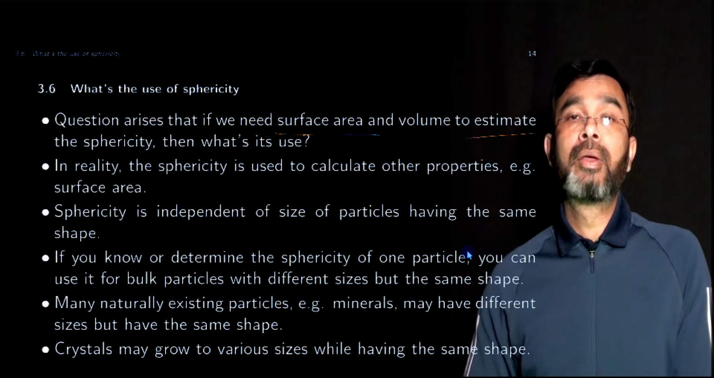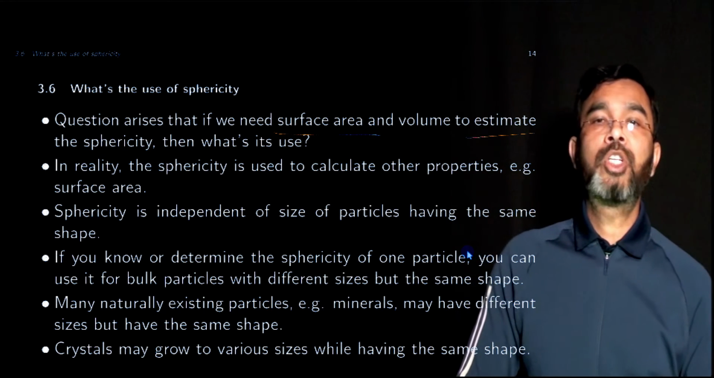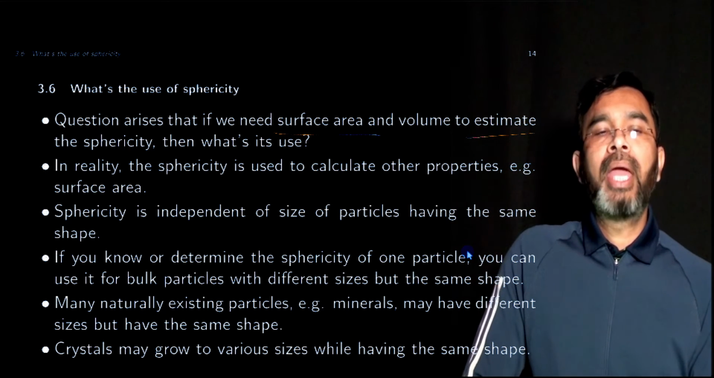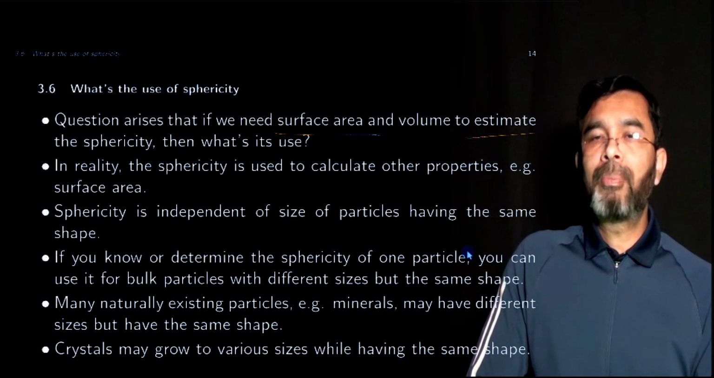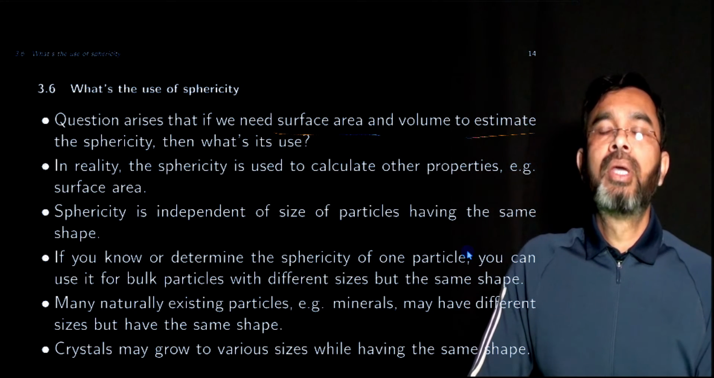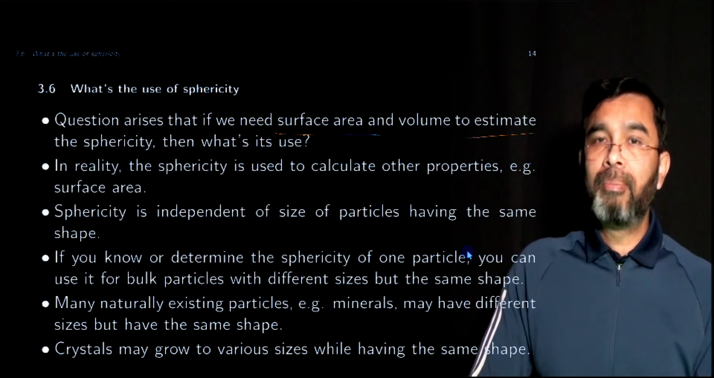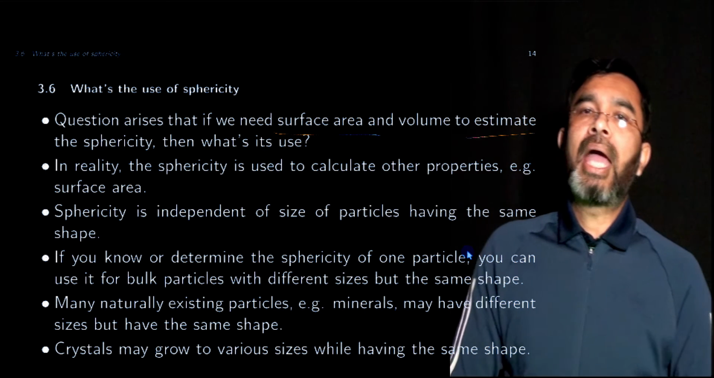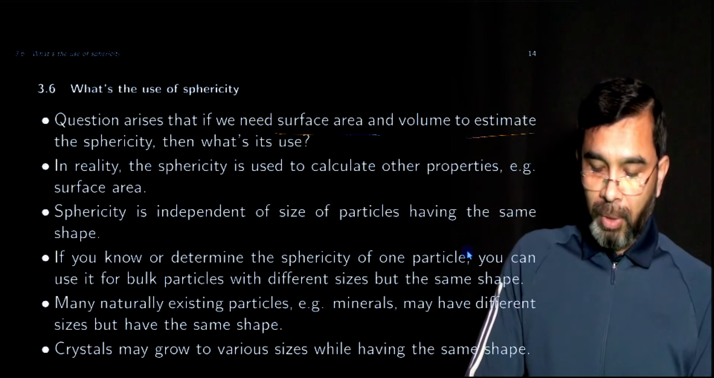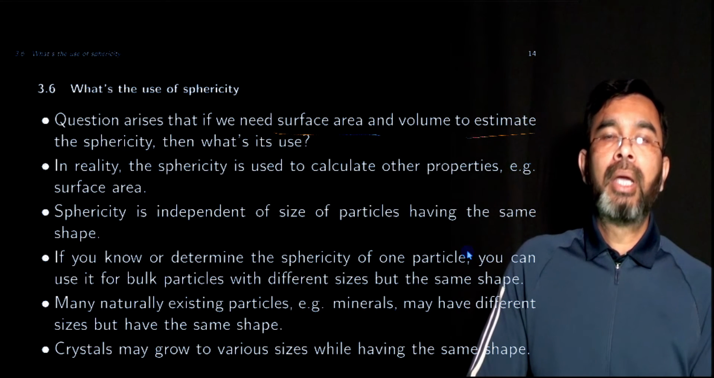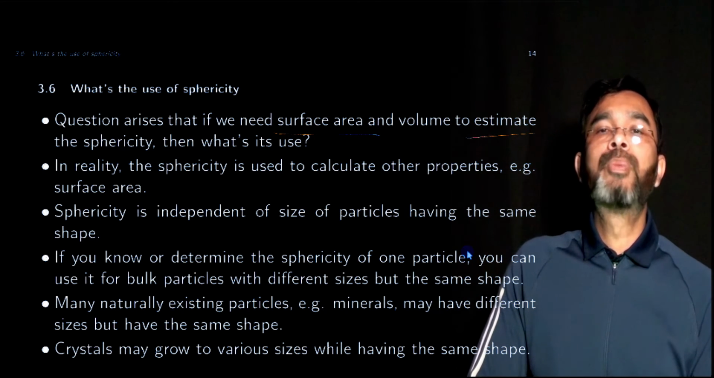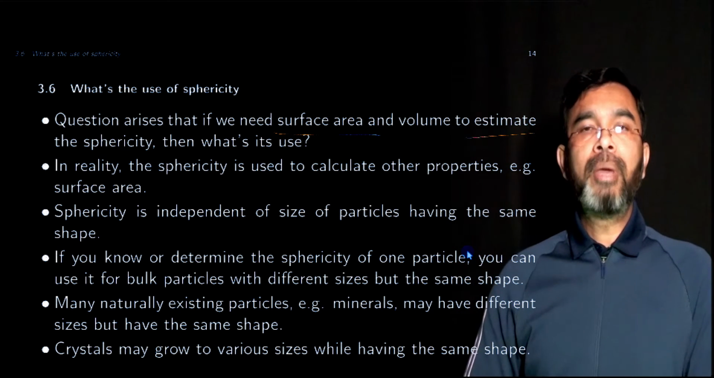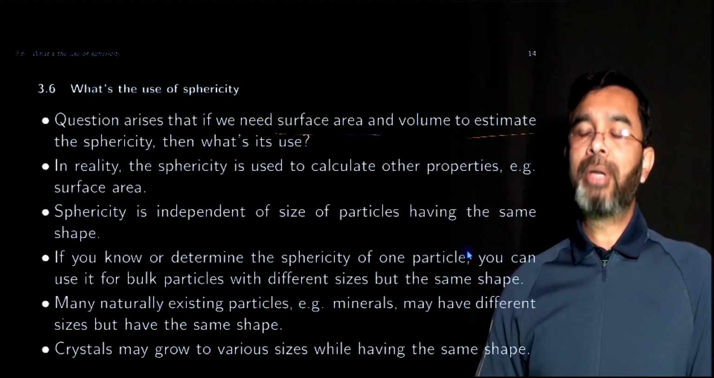Sphericity is independent of the particle size, and if two particles have the same shape, their sphericity will be the same. In reality, many particles may have the same shape. For example, if you take many different apples of different sizes, their shape may be almost the same, meaning their sphericity will be quite the same. The same thing happens for many mineral deposits, or some crystals formed in a crystallization process. The particles may not be of a regular shape, however their shape will be almost the same, although their sizes may be different.